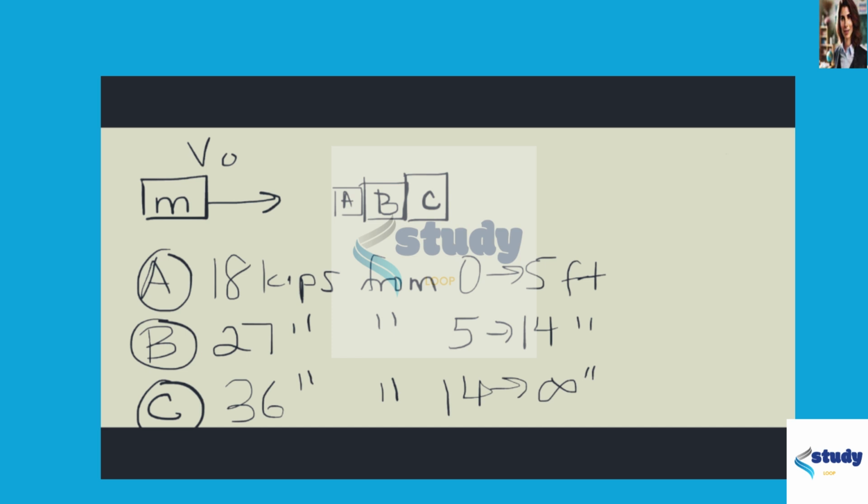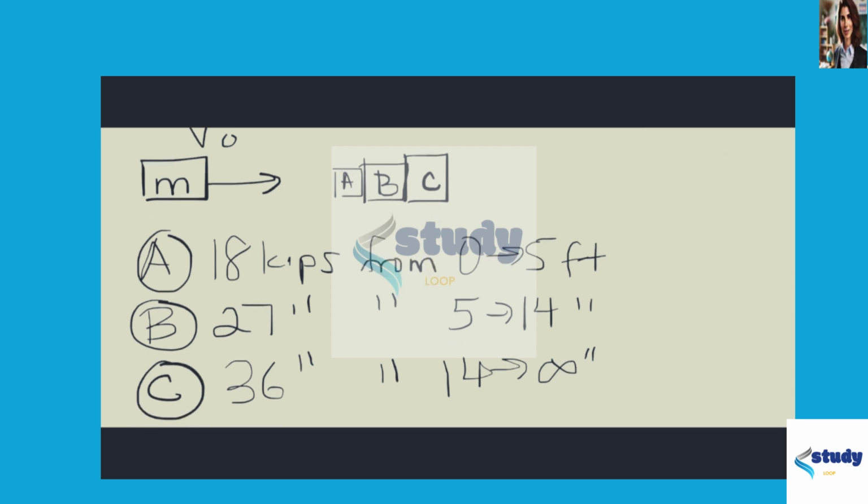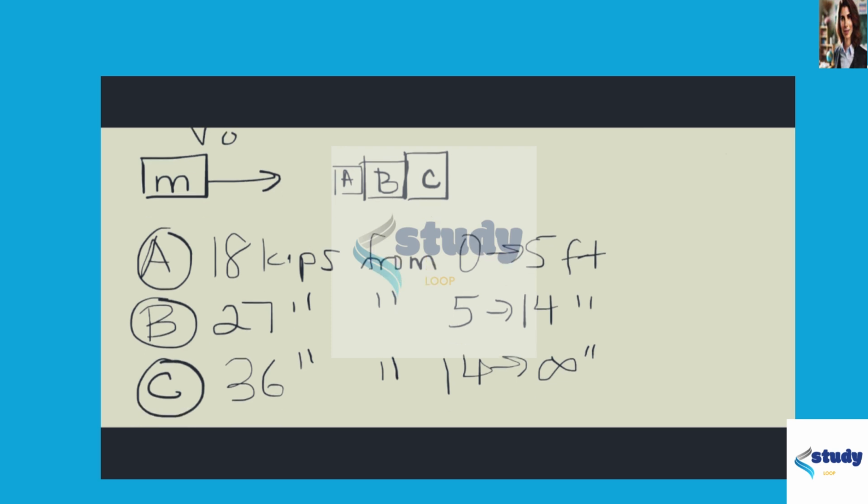We're going to be looking at a problem that explores the relationship between kinetic energy and work. So what we're given is a car that is moving uncontrollably at a speed of 65 miles an hour towards an array of steel barrels, A, B, and C, and each set of barrels provides a different amount of force over a different distance.